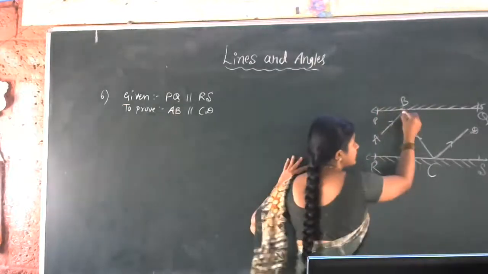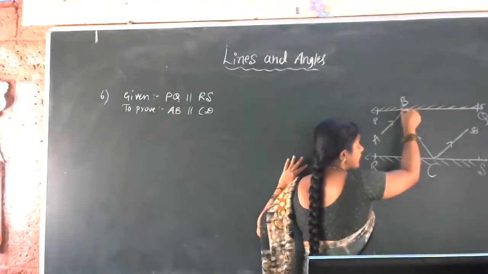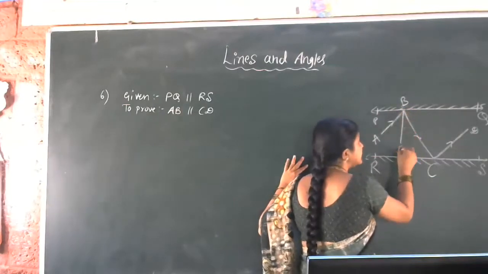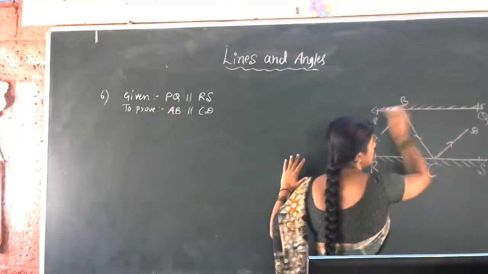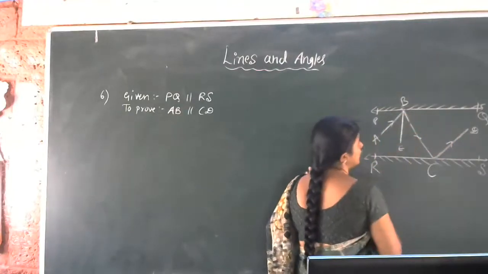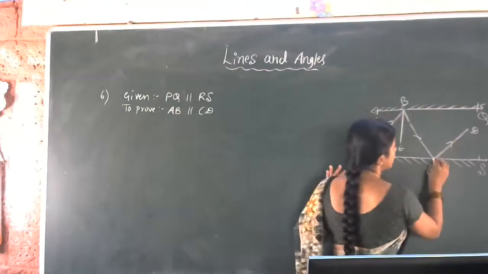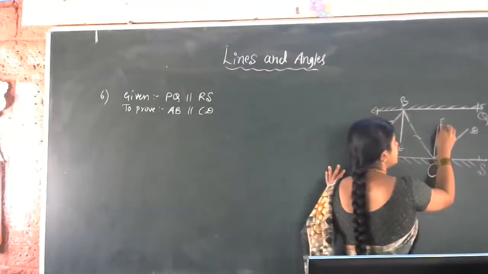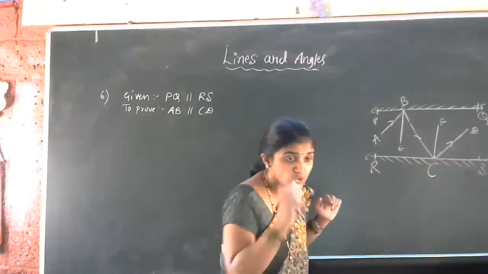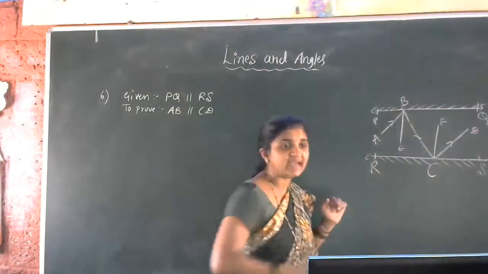So for this, I'll do one thing. We have to take one line BE that is perpendicular to PQ. Okay, we are going to construct this BE perpendicular to PQ. Then here CF perpendicular to RS, to show the angle of incidence and angle of reflection.